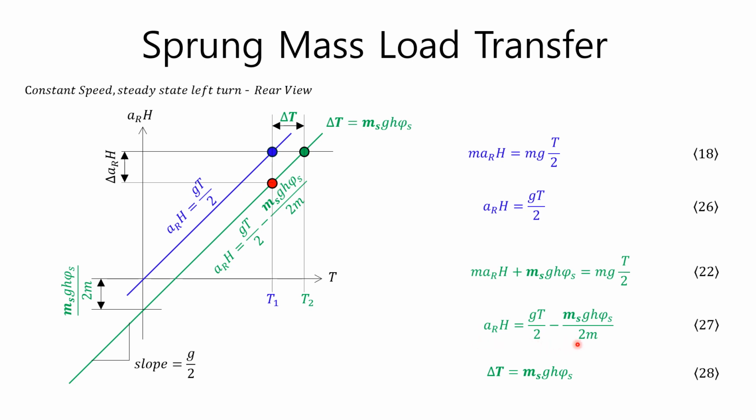This fact means that the lateral acceleration AR that causes rollover is smaller because the center of gravity of the sprung mass has shifted outward. Therefore, rollover occurs at a lower lateral acceleration than the lateral acceleration value obtained from equation 26. The rollover lateral acceleration is the lateral acceleration at the instant one wheel leaves the ground, so it is directly related to the load transfer.